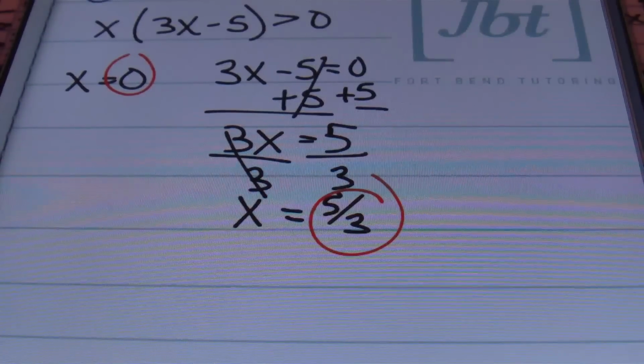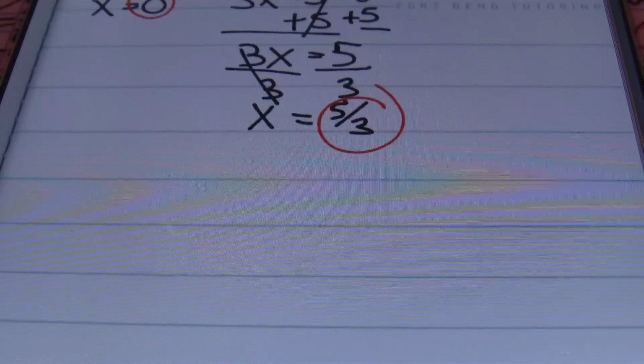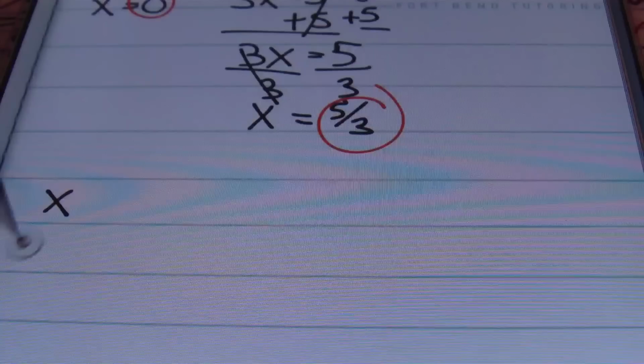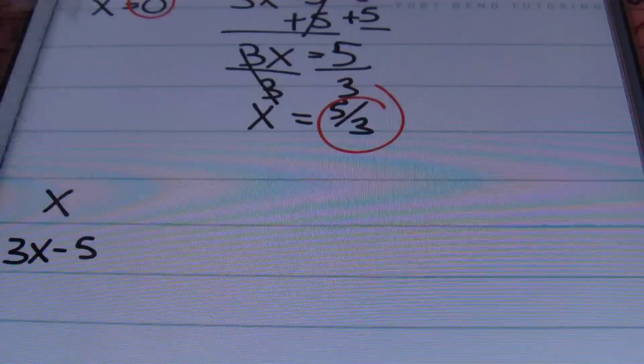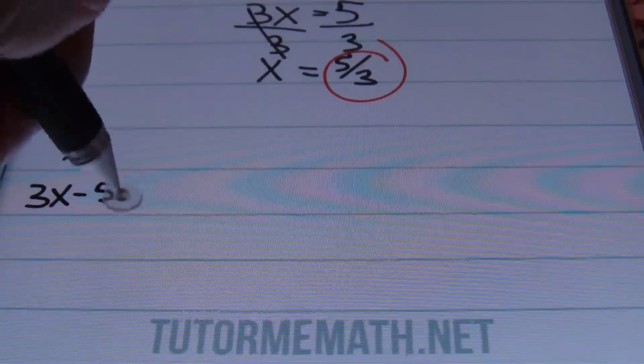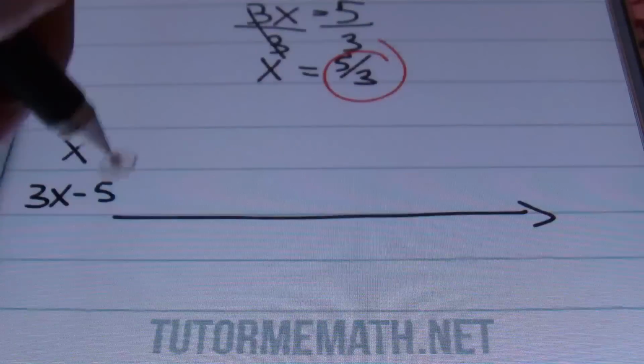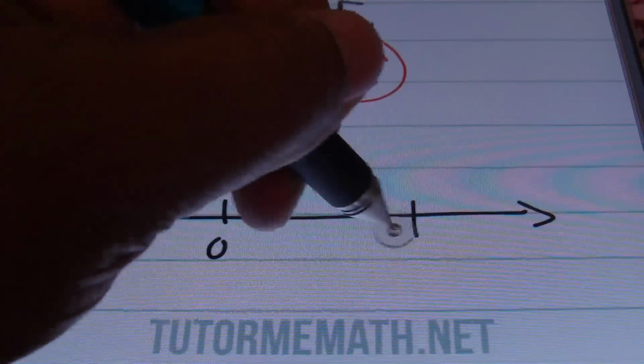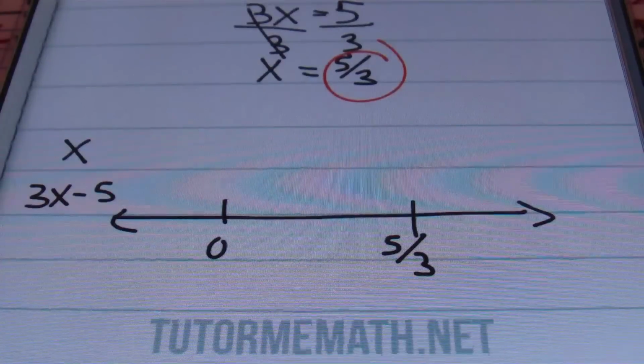From there, I'm going to set up my sign chart. That's right, my sign chart. So I have two factors, right? I have x, and I also have 3x minus 5. And I'll have my number line here, just like this, and I'll have two values on there. The first value is going to be 0, the other value will be 5/3, like so.